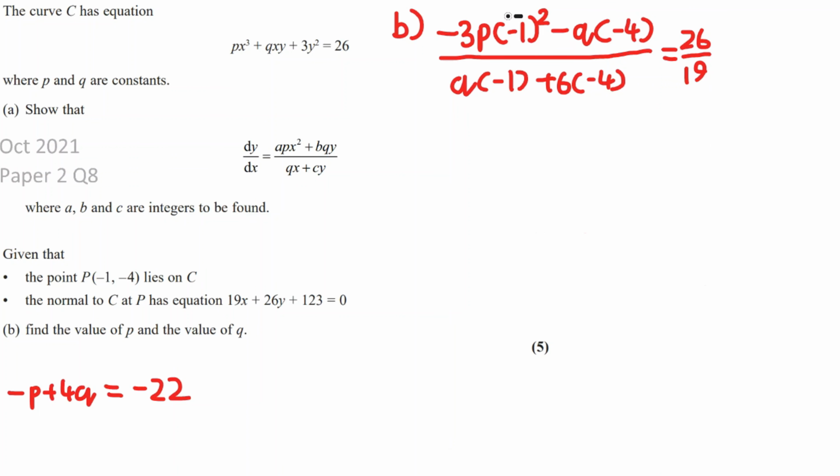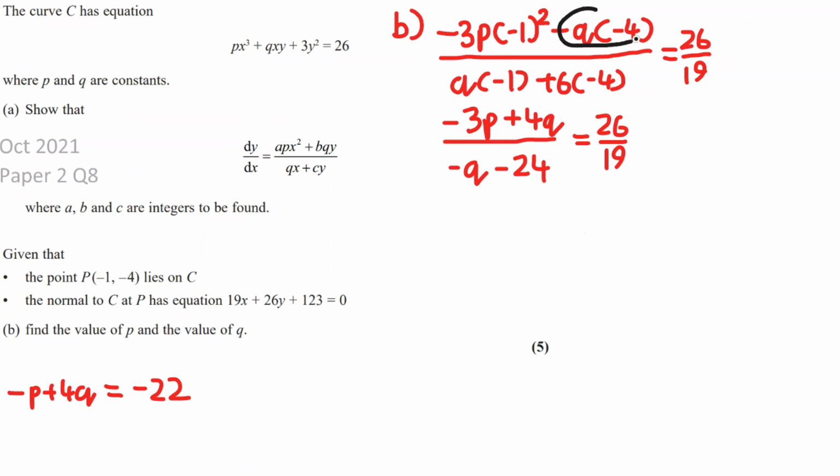So we can simplify this. -1 squared is just 1, so this is still going to be minus 3p. And then minus q times -4 is going to be 4q. Then q minus 1 is going to be minus q, and 6 times -4 is going to be minus 24, and this is still equal to the 26 over 19. So what we can do is multiply both sides by this minus q minus 24 to get rid of this denominator on this side and get rid of the fraction, which is what I've done here.